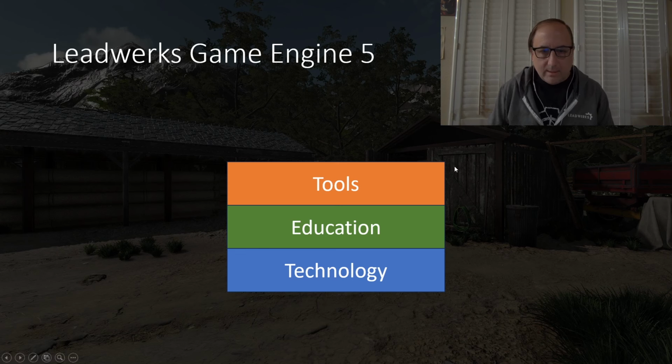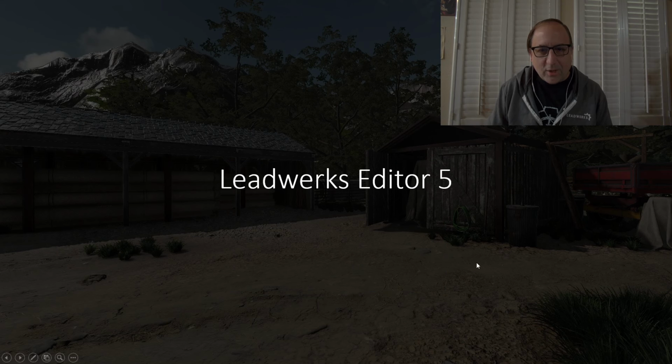So tools means the editor, basically. That's all about convenience. Education means the learning materials, particularly the new video tutorials. I put a lot of effort into that, and people seem to be taking to those very well. And then technology, of course. Technology is important, but it can't really stand on its own without everything else, even though it's the basis of everything else. Okay, so let's talk about the editor.